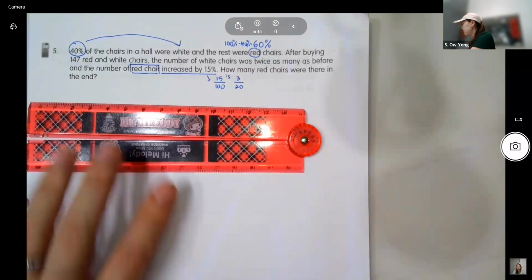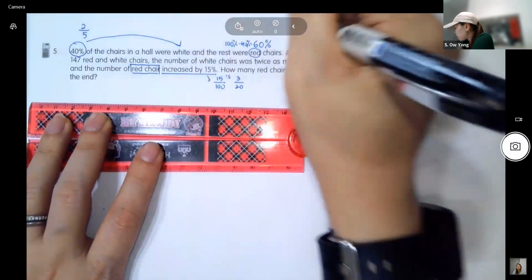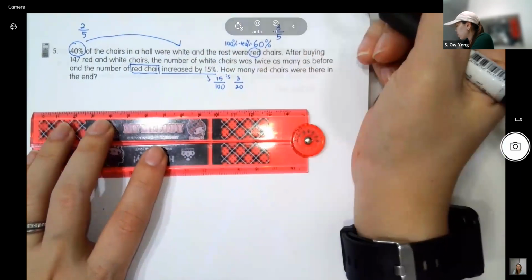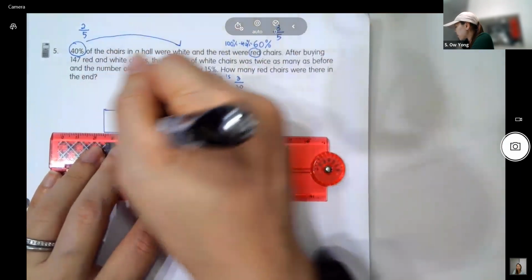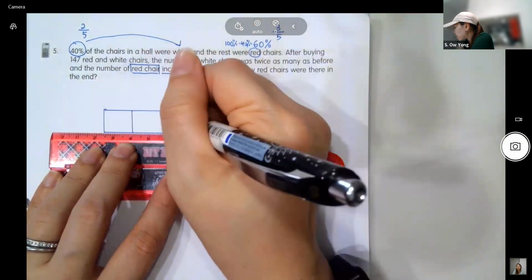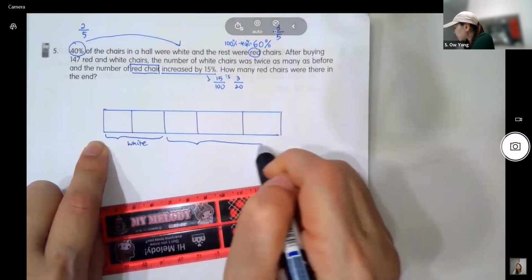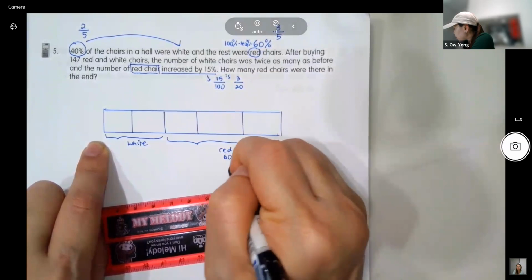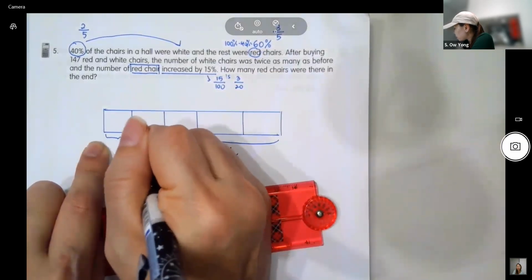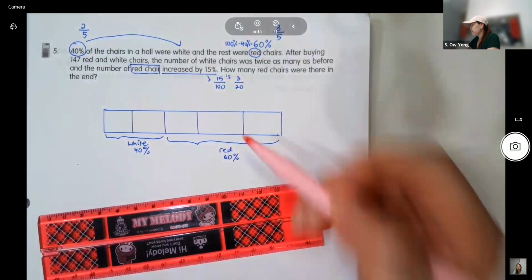Okay, I draw a model first to show you that this is 2 out of 5. This is 3 out of 5, 60%. Big model. I have 5 units. You shade 2 to represent white, and the rest are red. Okay, initially they say 40% and 60%. I will highlight the red for you so that you can see really clearly.